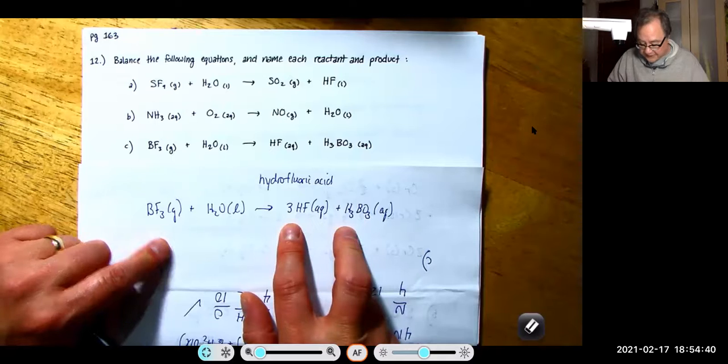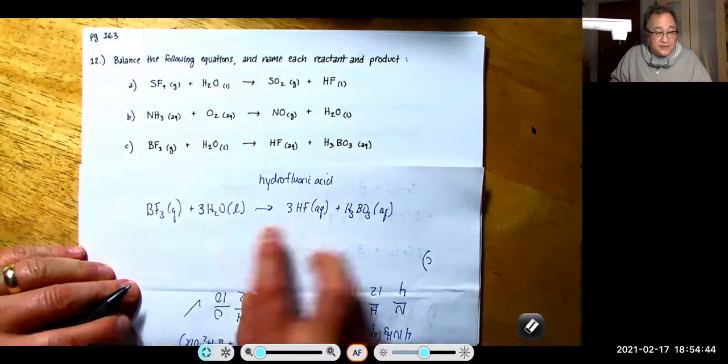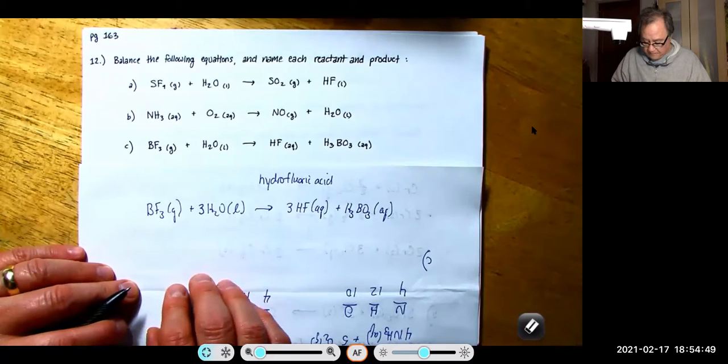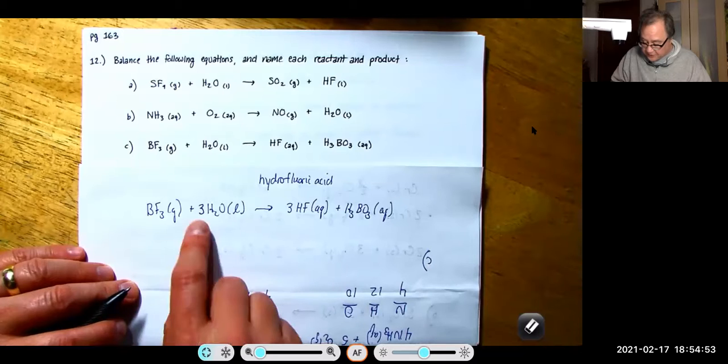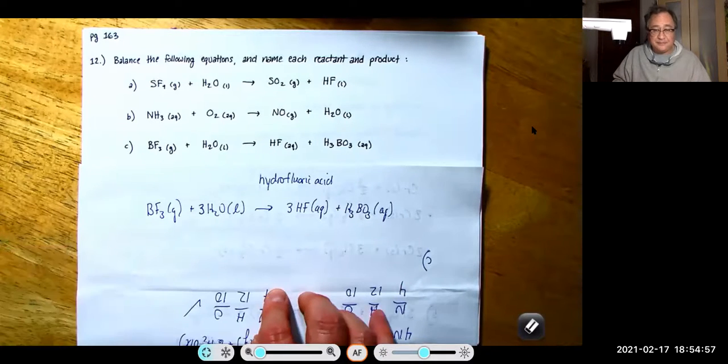So how are we going to get 6 hydrogens? We're going to put a 3 here. 3 times 2 would be 6 hydrogens. And then we check the oxygens. 3 oxygens here, and 3 oxygens there, we're balanced.